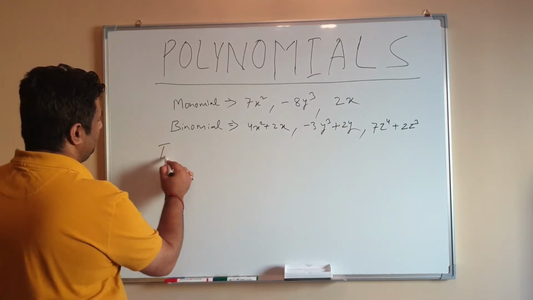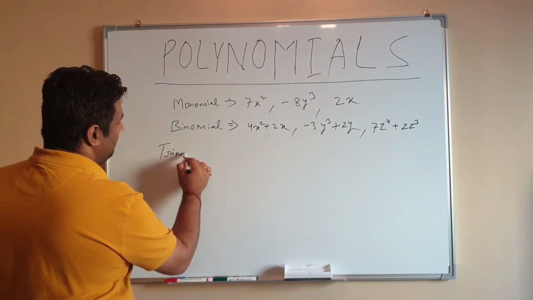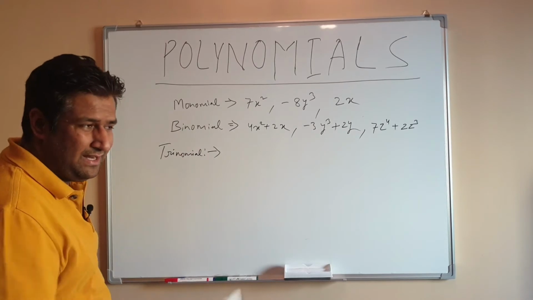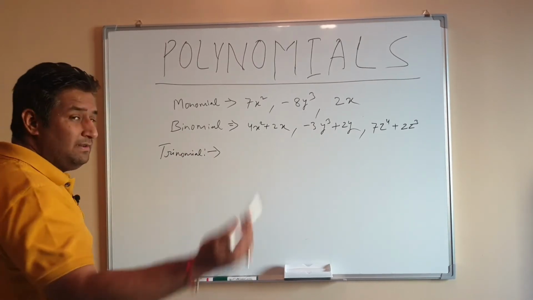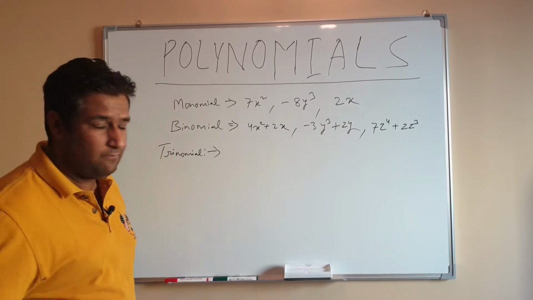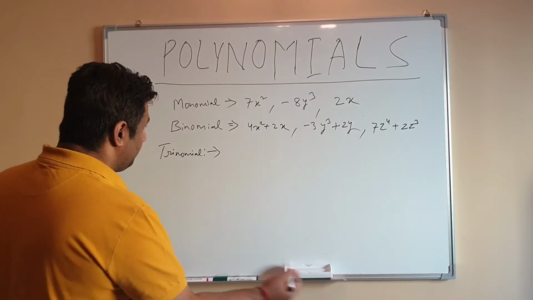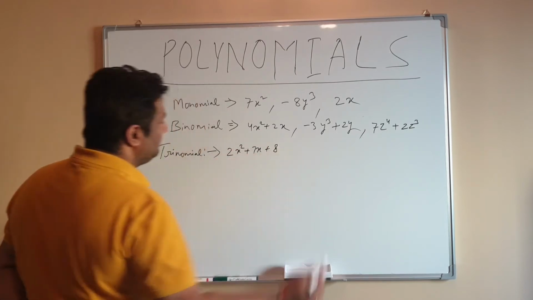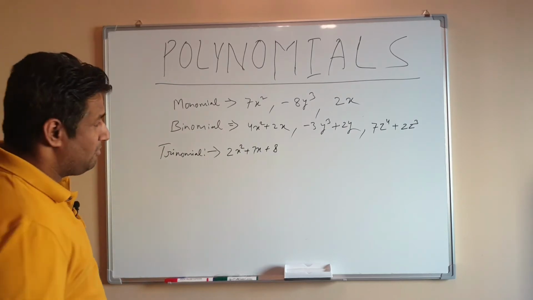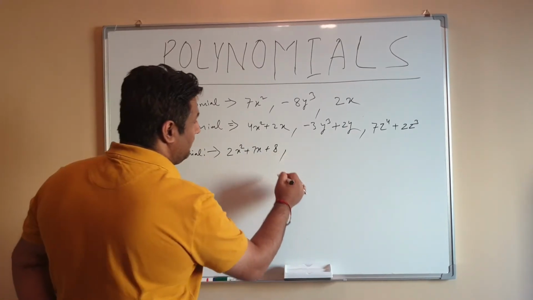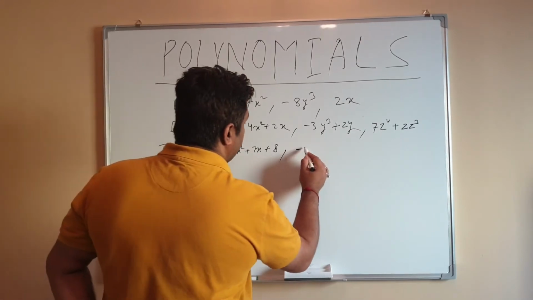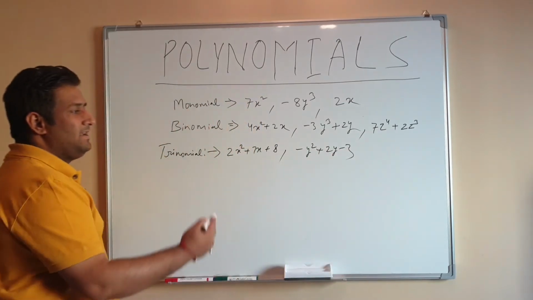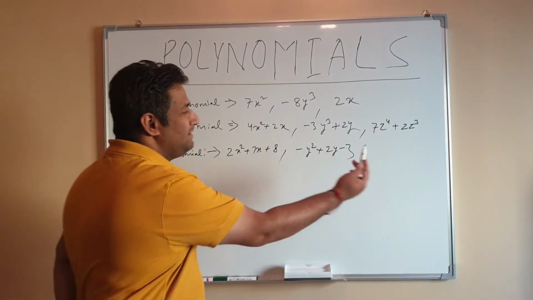Okay, now the third type is trinomial. All these are basically types of polynomials: monomial where you have one term, binomial where you have two terms, and trinomial where obviously you are going to have three terms. Like for example, 2x square plus 7x plus 8 is an example of trinomial because it has 1, 2, 3 terms in it. I can give you one more example, minus y square plus 2y minus 3, again an example of a trinomial because it has three terms in it.